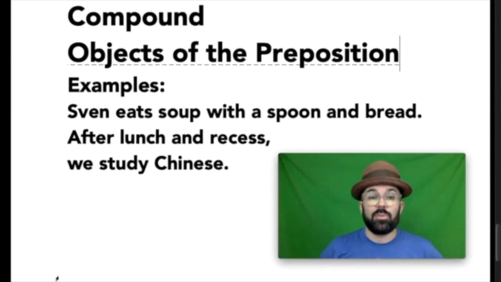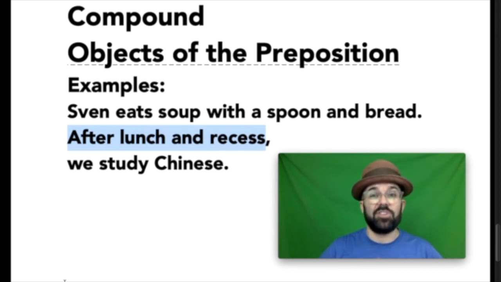After lunch and recess, we study Chinese. Once again, there is a prepositional phrase in this sentence with two objects of the preposition, though of course there could be more. Can you find the prepositional phrase? After lunch and recess. After lunch, but also after recess. One preposition connected to two different objects of that preposition. And of course, if we eliminate it, we study Chinese is still a complete sentence.